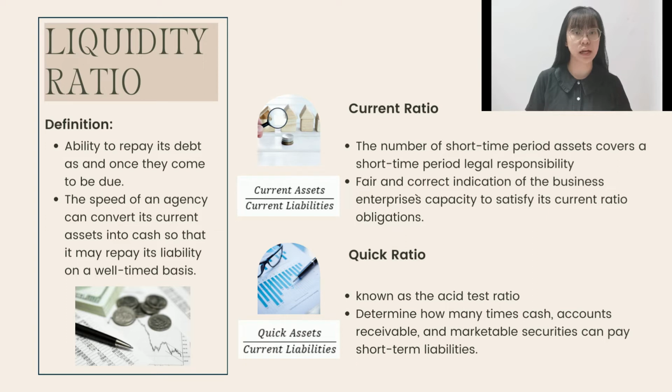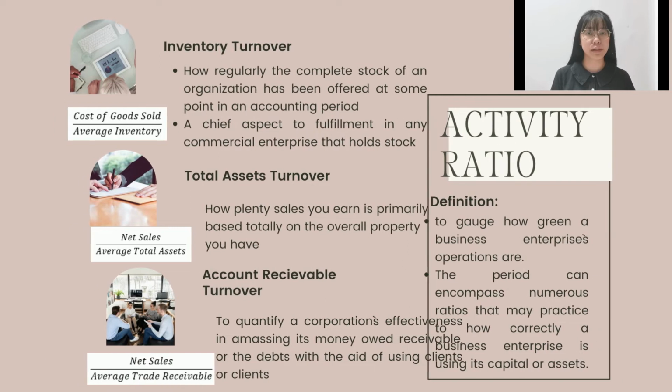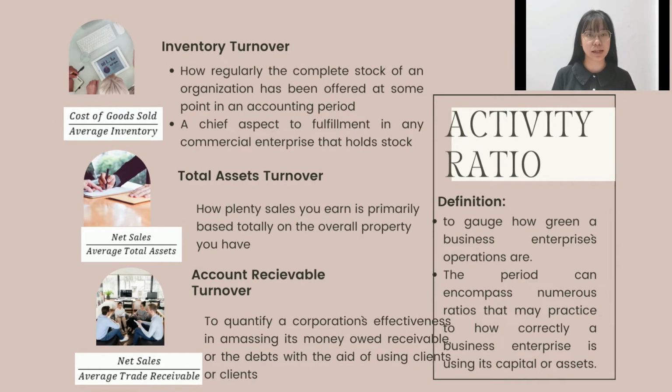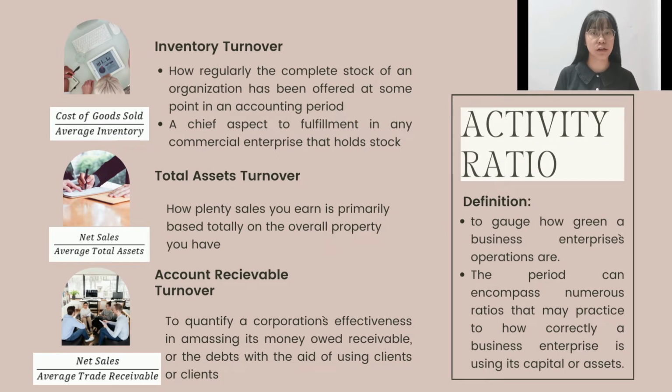Quick ratio is the number of times the short term liabilities are paid by cash, account receivable, and marketable securities. Next is activity ratio. Activity ratio is the period on how correctly a business enterprise is using its capital assets. There are 3 ratios in this category. The first one is inventory turnover, which is to calculate the frequency of the complete stock of an organization.